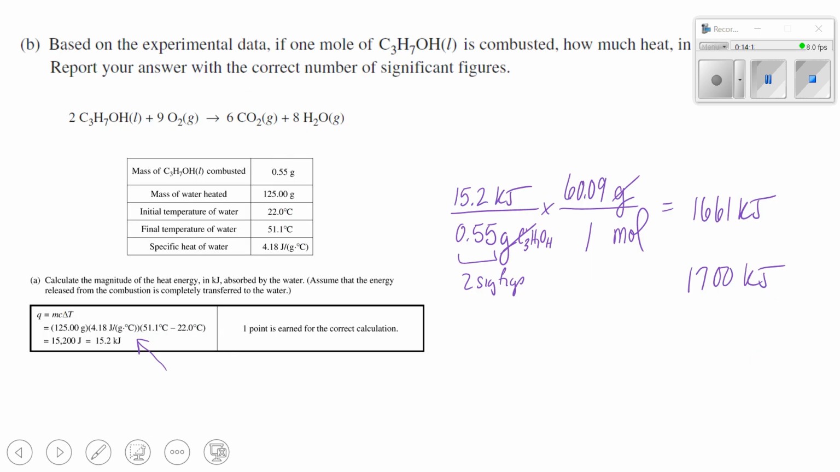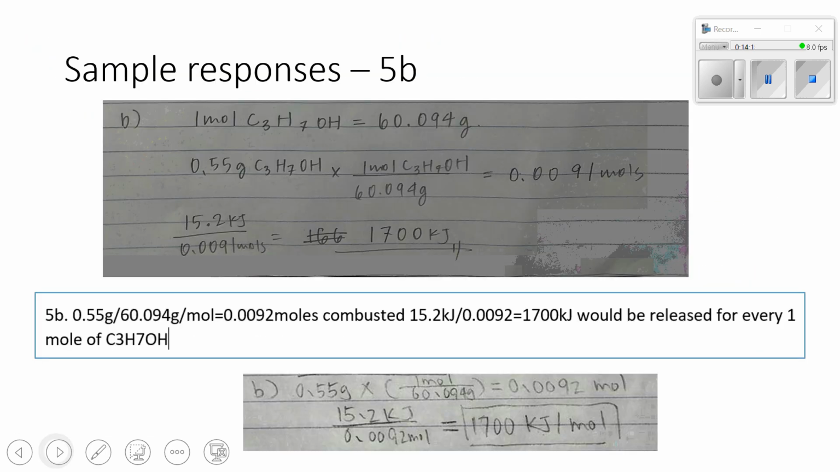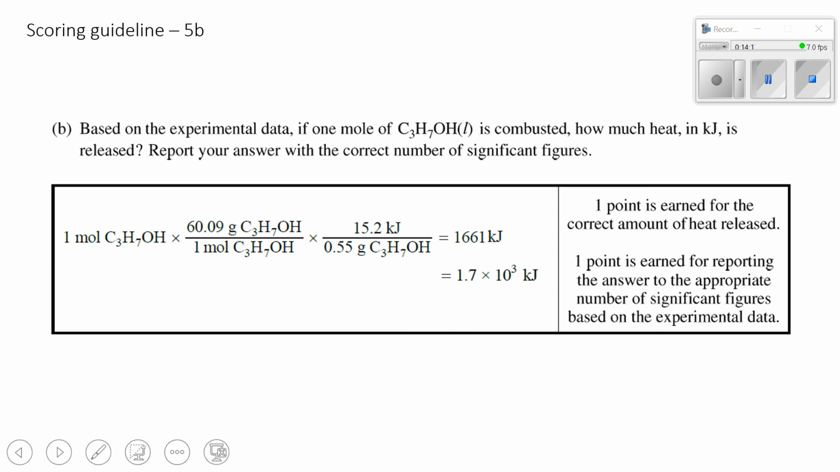And let's see, this was just a 1 point. Oh wait, sorry, wrong way. Here's the scoring guidelines. This was 2 points, and you got a point for getting the number right.